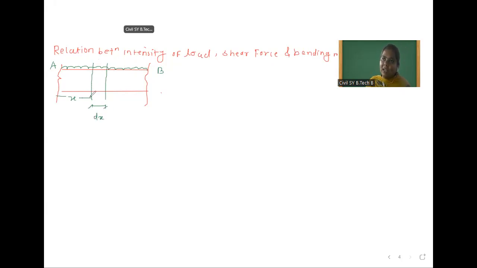Now I will draw this figure separately. That means I will exaggerate, I will zoom this section, and after that we will see the section like this. Here the uniformly distributed load is applied, and this is dx. Now we have taken the section here.